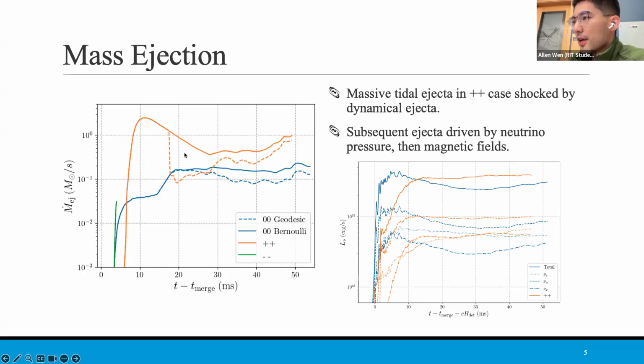We then see steady mass ejection in both cases driven by neutrino pressure, and an increase at later time driven by magnetic fields, which I will talk about later. Unfortunately, this is the last snapshot I have of the minus case, so going forward, I'll mostly be talking about the 0 and the plus cases.